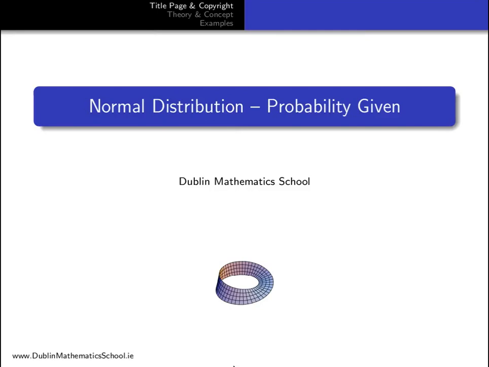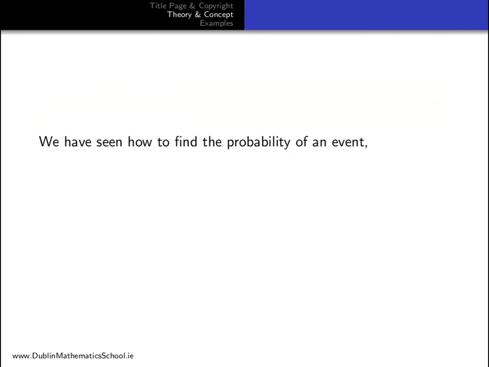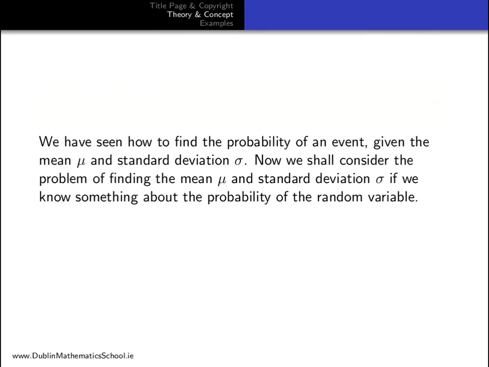Normal distribution, probability given. We have seen how to find the probability of an event given the mean mu and standard deviation sigma. Now we shall consider the problem of finding the mean mu and standard deviation sigma if we know something about the probability of the random variable.